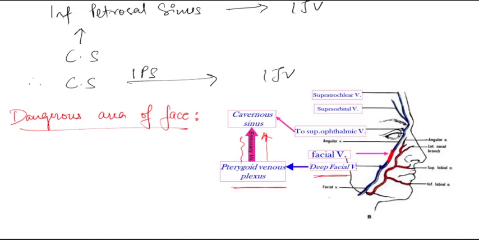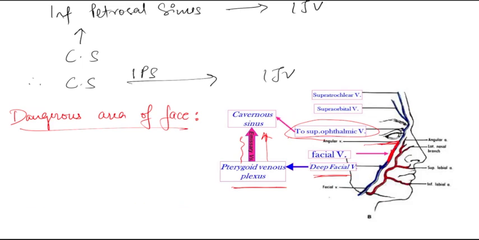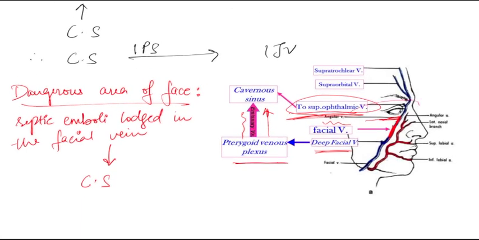Now there's one more vein here, this angular vein. This vein is in contact with the facial vein. It also drains into cavernous sinus via superior ophthalmic vein. Now, if there is any septic emboli lodged in the facial vein, it can directly enter the cavernous sinus through superior ophthalmic vein via angular vein. As a result, this area is called the dangerous area of the face.